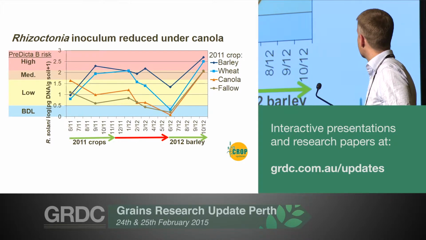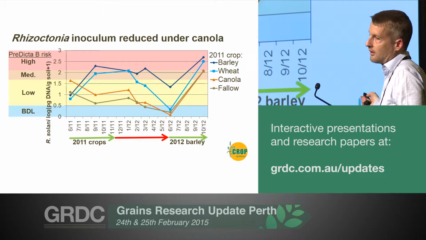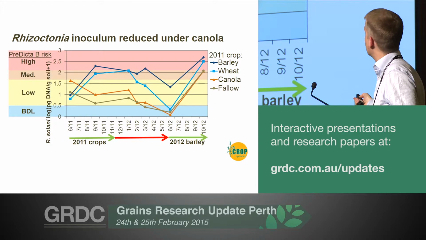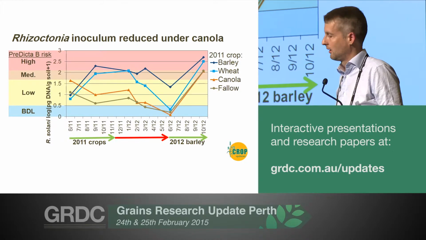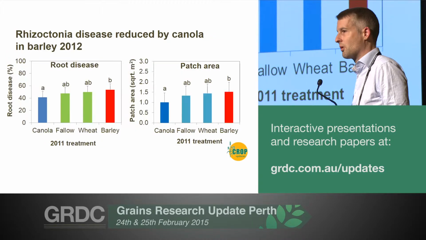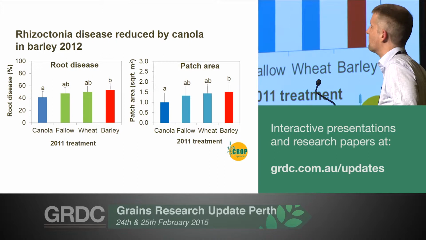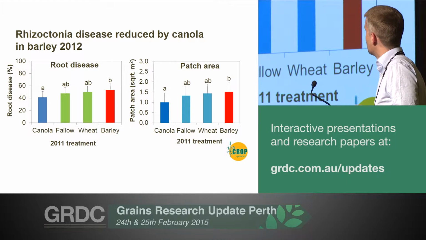They are significant. And then when we take it through to the barley, that is translated to a lower level in the canola and fallow plots. And that's, again, significantly lower than the barley plots. So it's having an effect in the following year. Okay, so inoculum level is impacted. Does it do anything to disease? Because that's probably the important part too. Yes, the answer is yes.